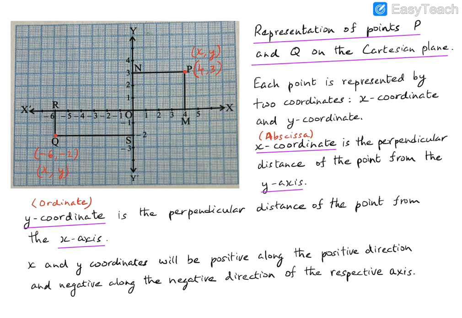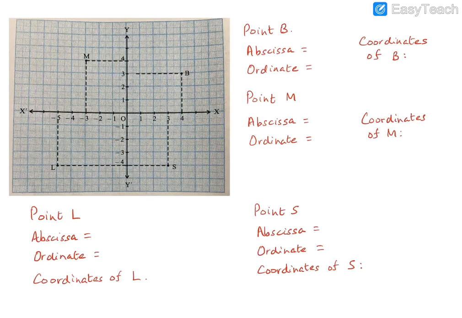Let us now do a few examples of representing points on the Cartesian plane. And we have this diagram here where we have 4 points, the point B. So let me mark all those points clearly in red. So we have the point B over here. Then we have the point M over here. And then we have the point L and the point S. Okay. So we are now supposed to find the coordinates of each of those 4 points. So let us go one point at a time. So let's start with the point B and determine what its x coordinate or abscissa is and what its y coordinate, which is also called ordinate, is.